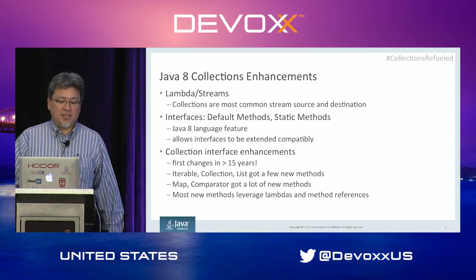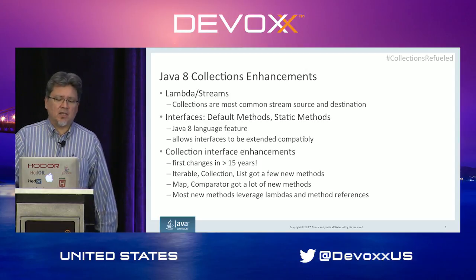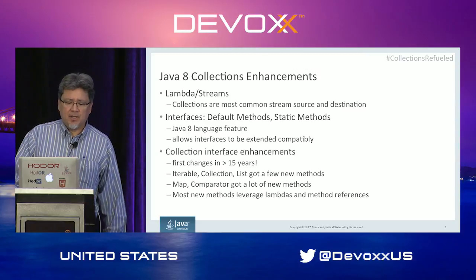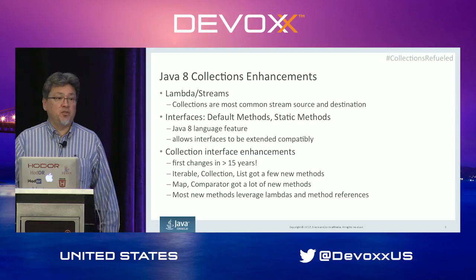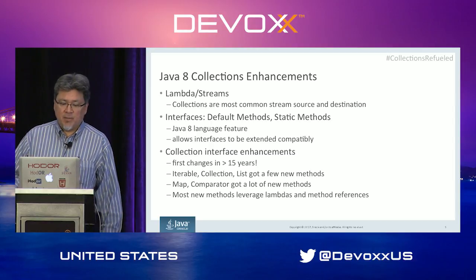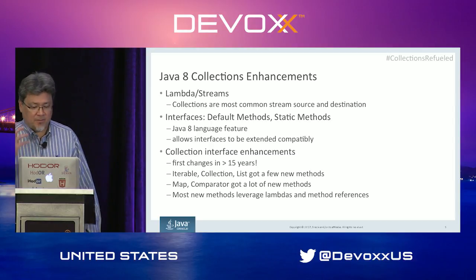So Iterable, Collection, and List got a few new methods. Map and Comparator I'm going to spend a little more time on because they got quite a number of new methods. And the interesting thing about this, well, a bunch of interesting things.